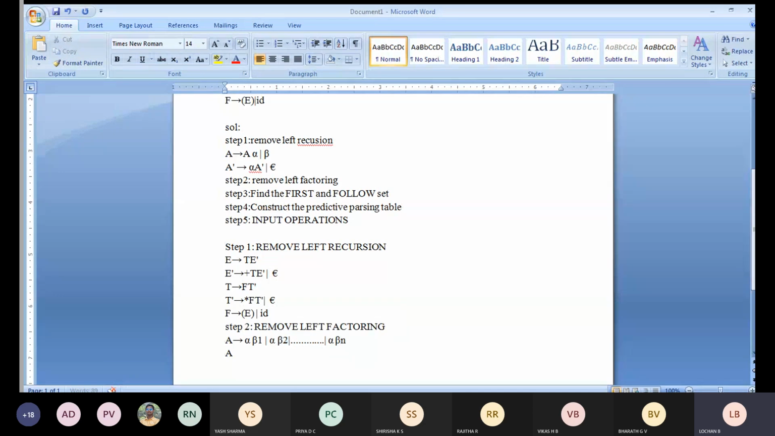So the production, once you are going to get like this, we are going to reduce the production, that is A implies alpha A dash. I'm going to continue my production here, that is A dash implies beta 1 or beta 2.